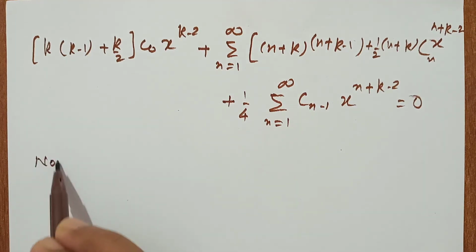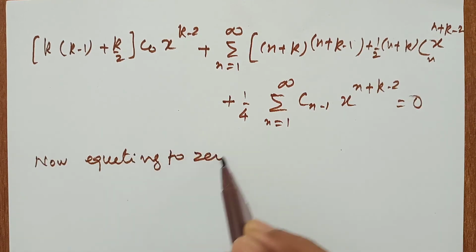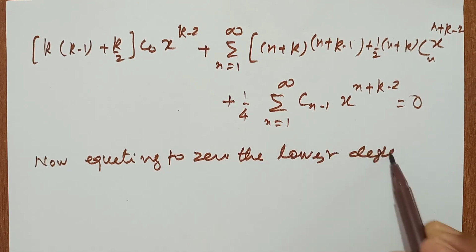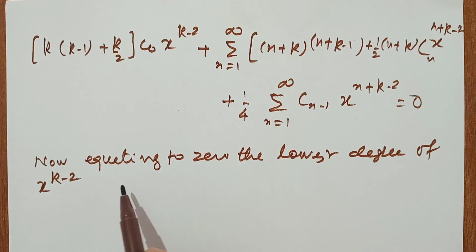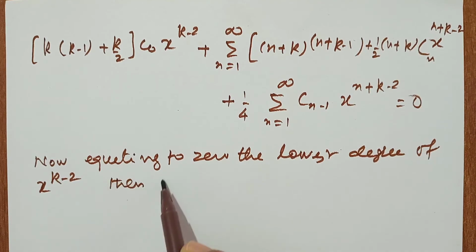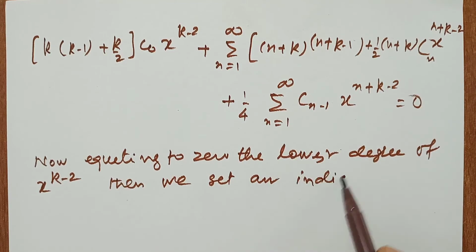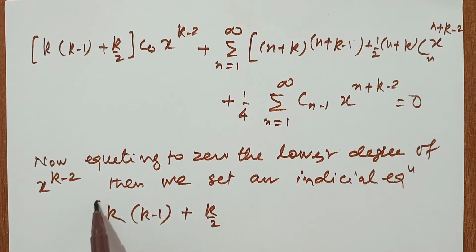Now for the initial equation, I know the coefficient of the lowest degree of x is 0. So now, equating to 0 the lowest degree of x, means x to the power k minus 2, then we get the initial equation: k(k minus 1) plus k/2 equal to 0.